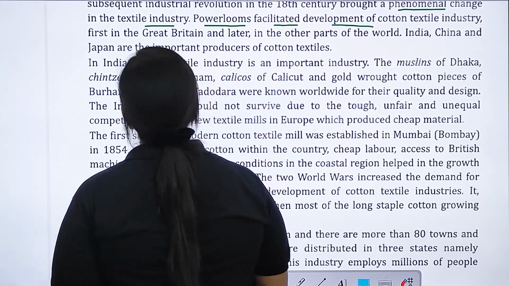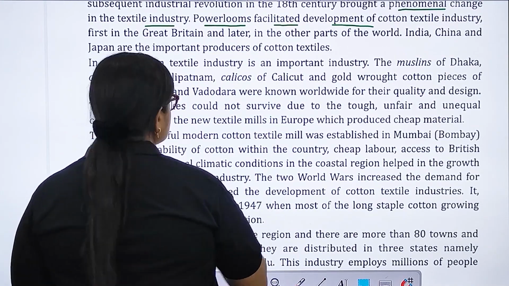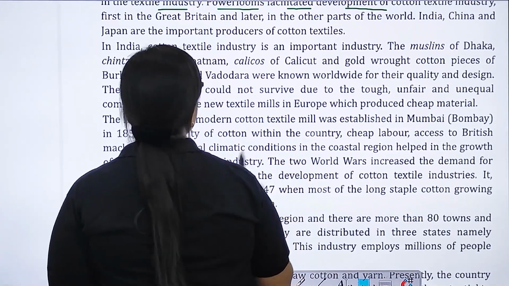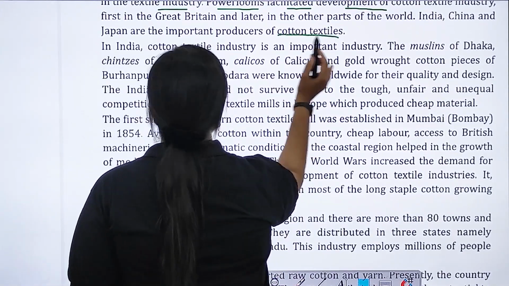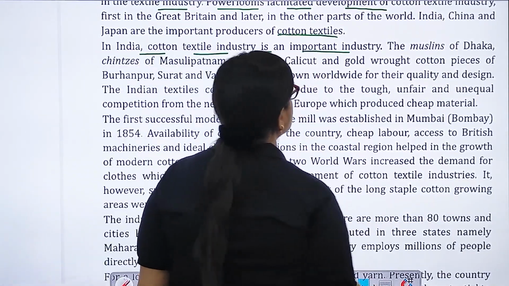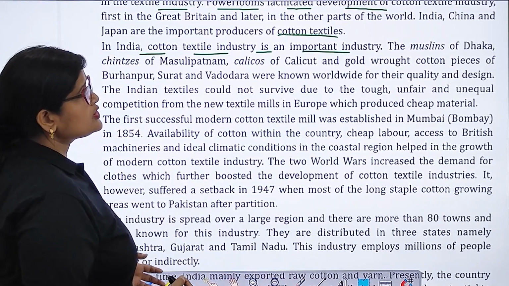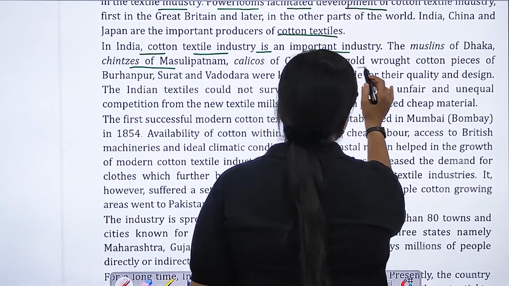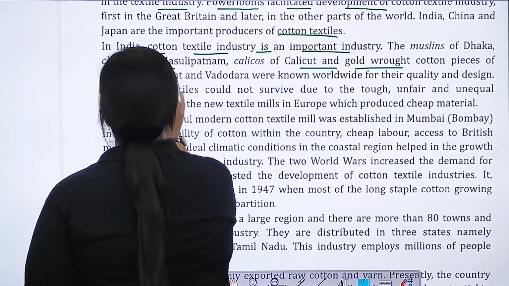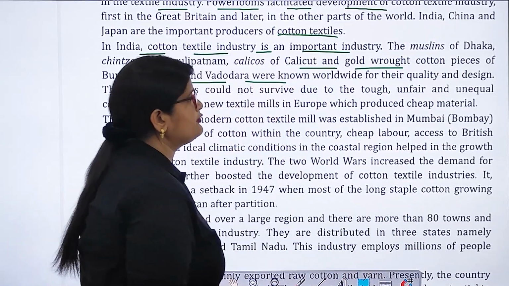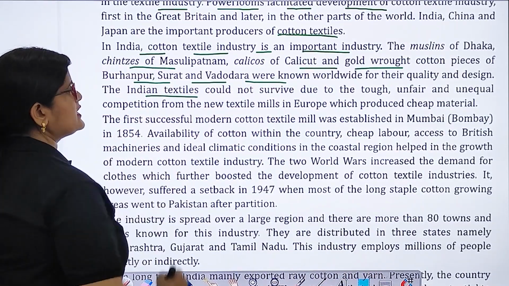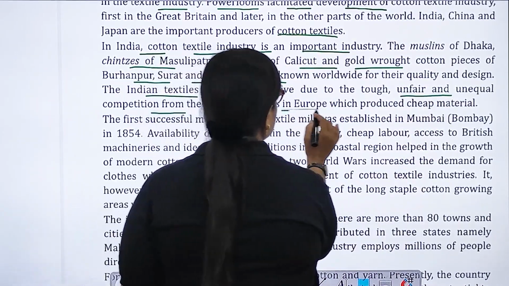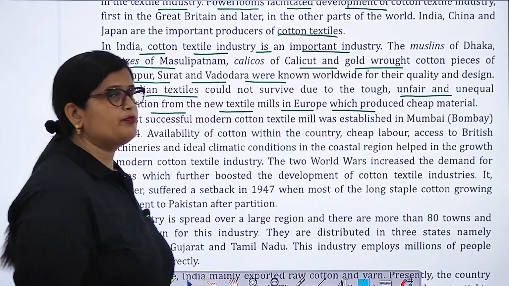First in Great Britain and later in other parts of the world. India, China and Japan are the important producers of cotton textiles. In India, the cotton textile industry is an important industry. The muslins of Dhaka, chintzes of Masulipatnam, calicos of Calicut and gold-wrought cotton pieces of Burhanpur, Surat and Vadodara were known worldwide for their quality and design. The Indian textiles could not survive due to tough, unfair and unequal competition from the new textile mills in Europe, which produced cheap material.